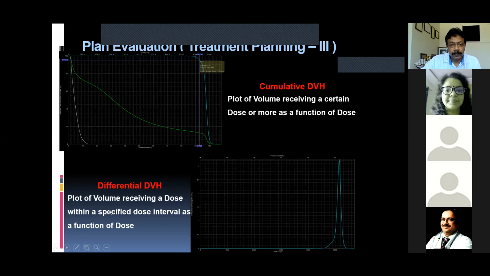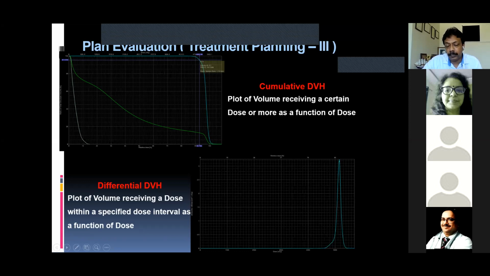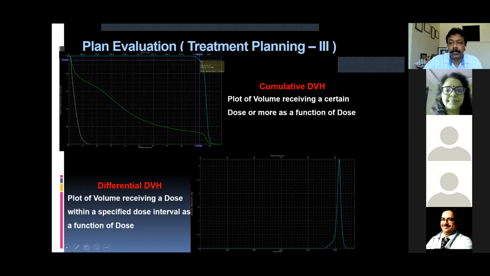But in differential, there is a volume receiving a dose within a specified dose bin. We create the dose bins, and this is dV by dD. We plot this differential dV by dD, and on the x-axis we plot the dose. Most of the time we use the cumulative dose volume histogram. We only use the differential for some OARs, according to distribution, how much dose is received by the whole target, the whole organ, the whole volume that is defined.